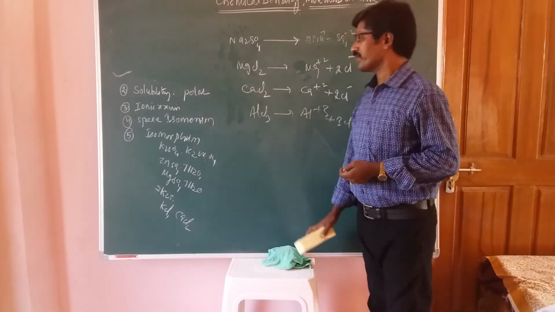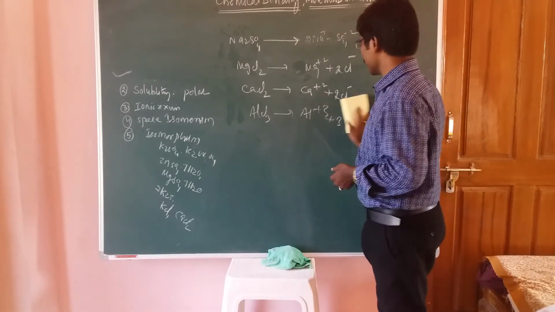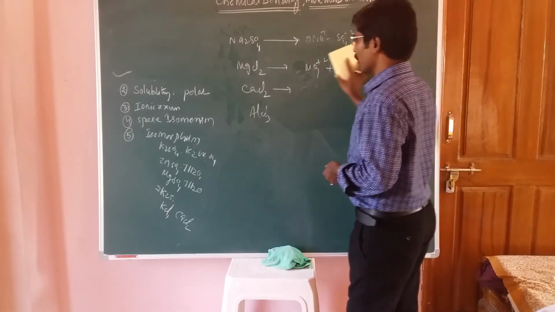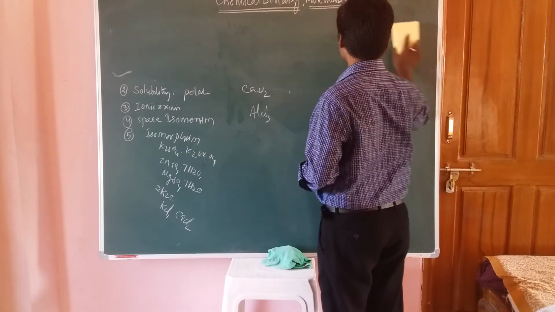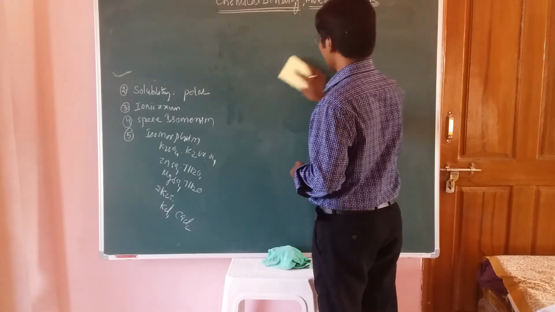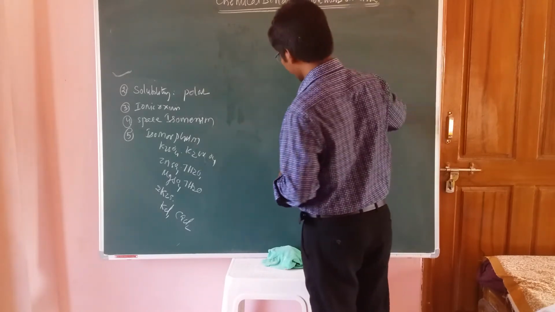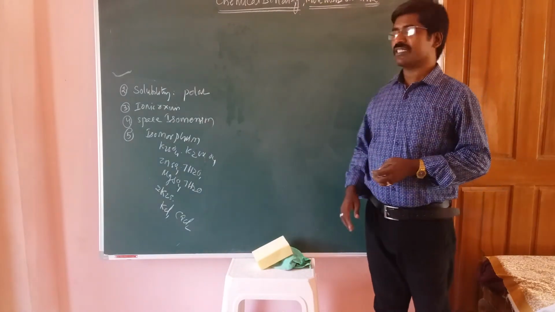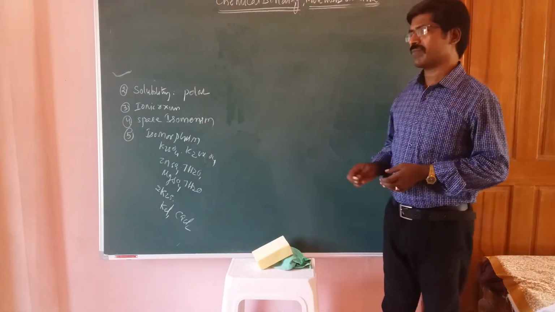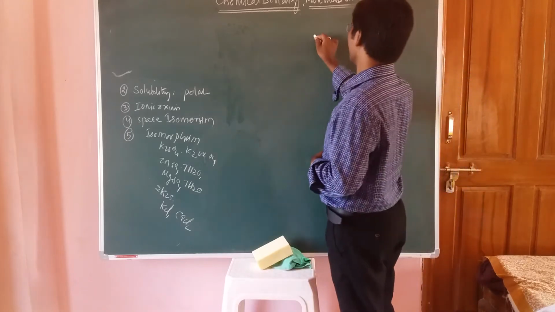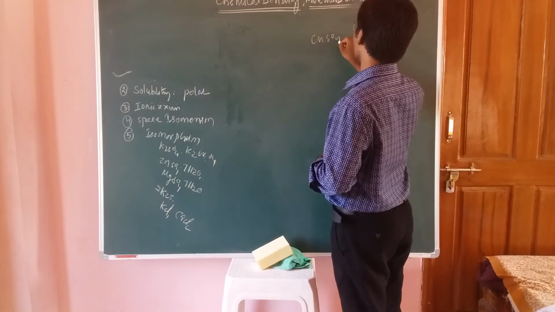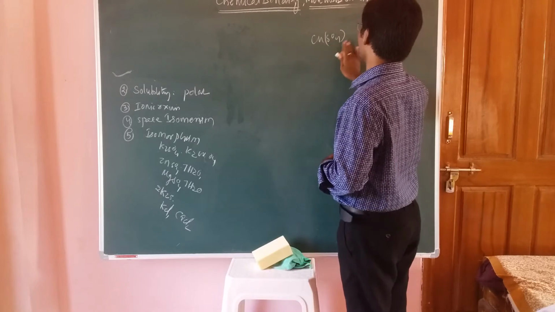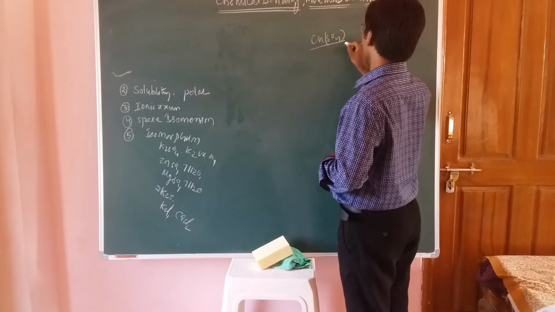And next is space isomerism. Okay students, space isomerism means the arrangement of atoms in space around the molecule. That is called space isomerism. For example, take CuSO4.